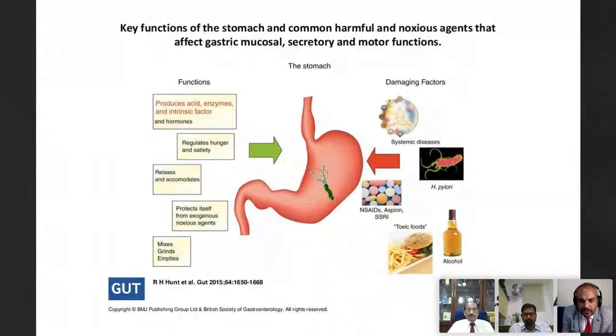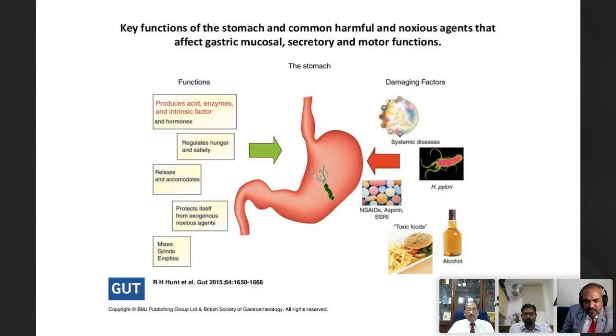The stomach, I would like to believe, is the most neglected organ because it is able to take enormous insults and assaults through its lifetime. And how is it commonly afflicted? The damaging factors are probably systemic diseases, overuse of some medications, our lifestyle habits, toxic foods, alcohol, cigarette smoking, tobacco basically. But the most notorious of all is what we know as H. pylori.